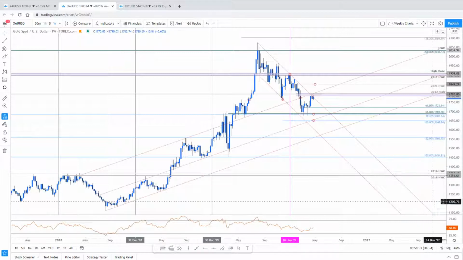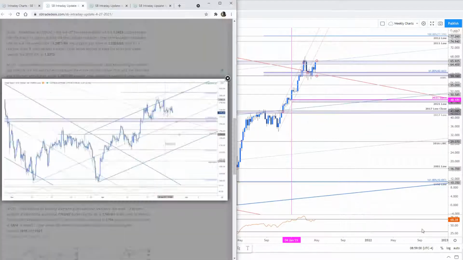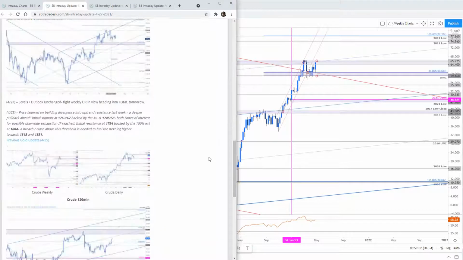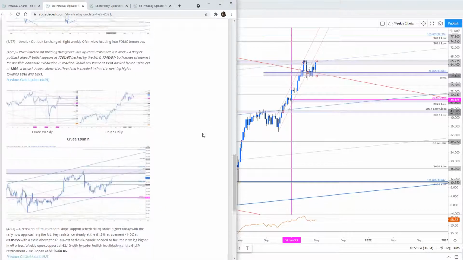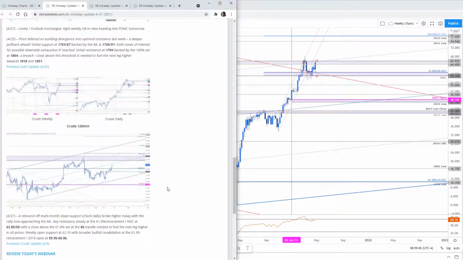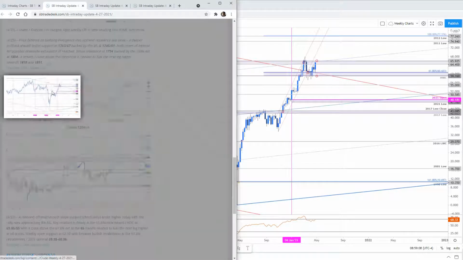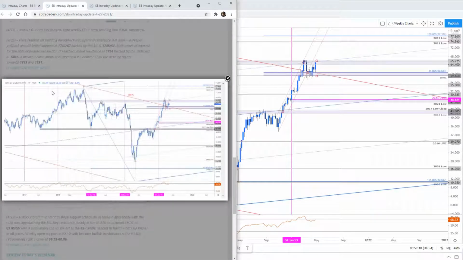Keeping in with the comm block, here's crude. I did give you guys an update on this one earlier in the week as we were coming off of pretty nice uptrend support. So here's what the crude weekly chart looked like. I've highlighted this range to you guys for a couple of months now. It hasn't been worth highlighting because it hasn't been doing jack.